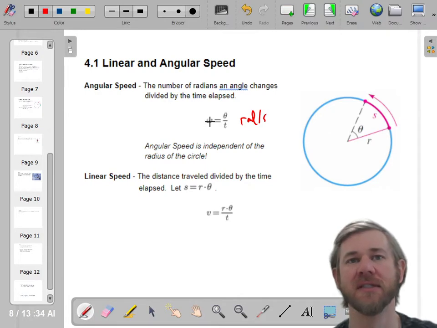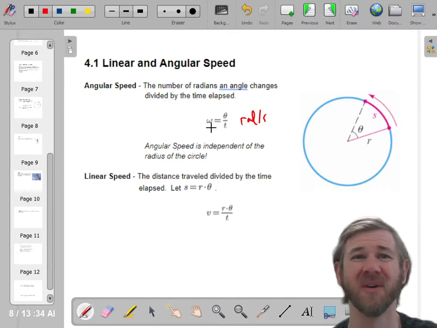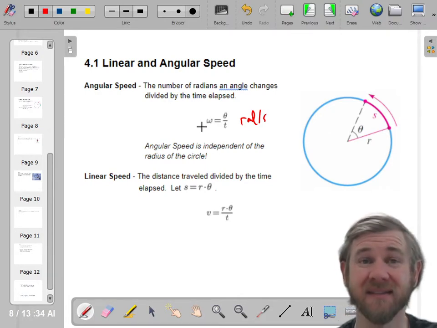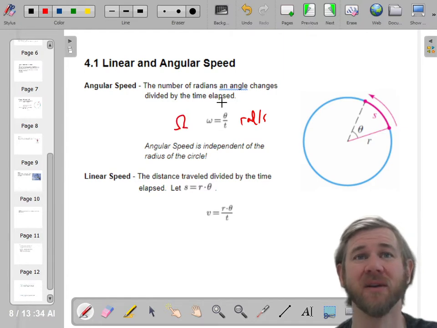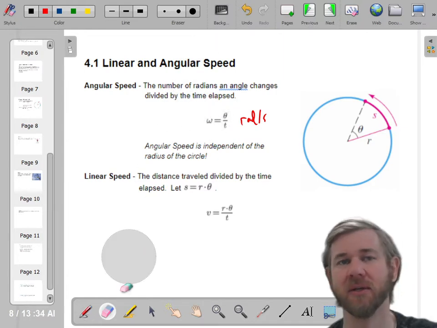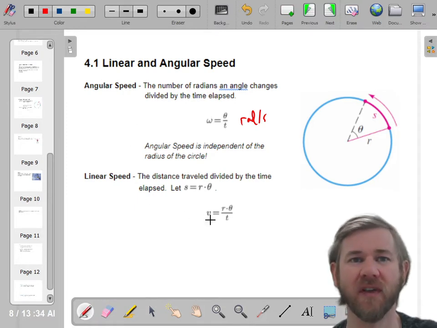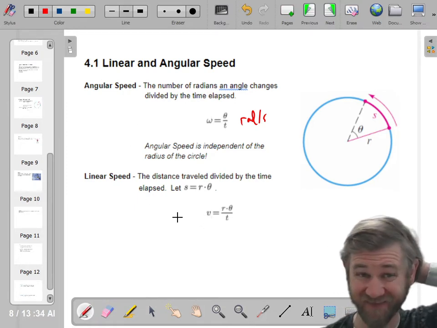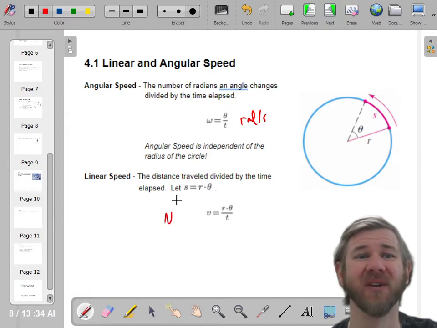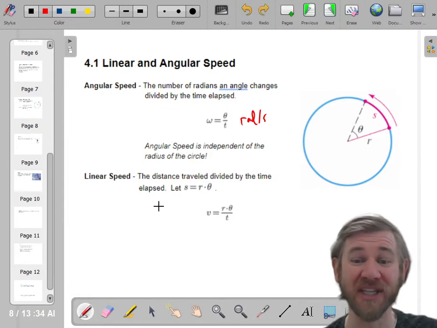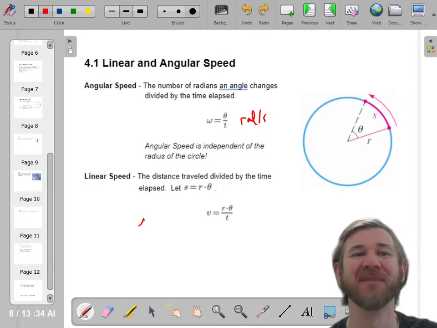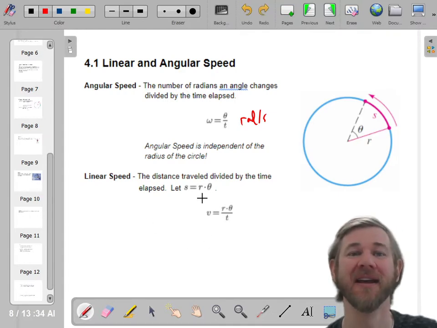We use a lowercase omega, not the uppercase omega. It's a Greek letter, but I'll just say W, for the angular speed. And for linear speed, we use V, which might actually be a nu. I think it's a lowercase nu, not mu, but that's the V.